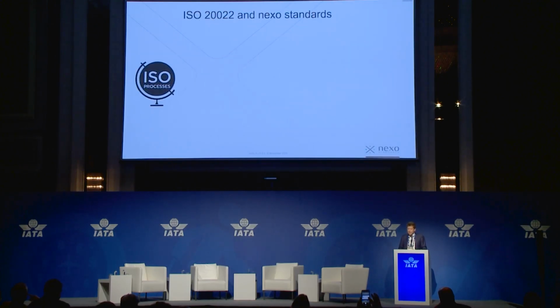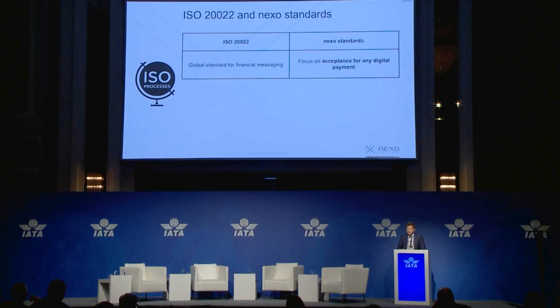So let's have a look at the difference between ISO, the International Standard Organization, with ISO 20022, the financial part of ISO standards, and Nexo standards. What is the difference? ISO 20022 defines the global standard for all the financial messages, and Nexo standards focuses, our goal is to focus on acceptance for any digital payment, so not just card, we will talk about that later, at the point of interaction.